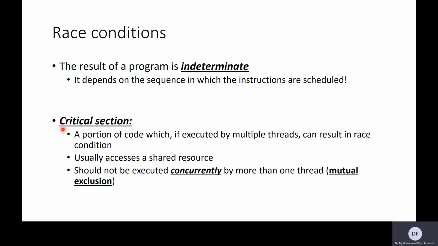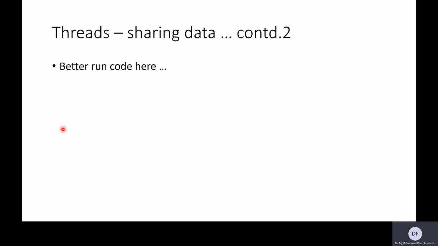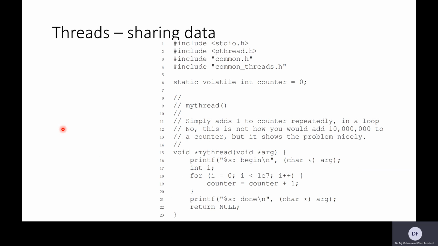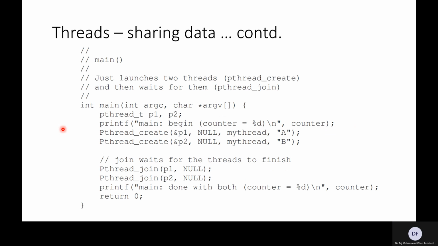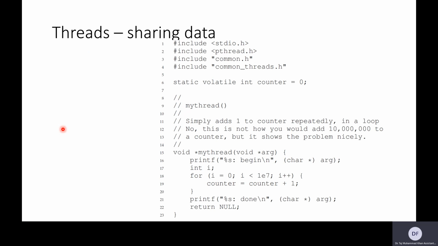Now, if I ask you what the critical section is in this code that we saw, this was a thread function and this is a main function. What part of the code, when run in multiple threads, would make our program indeterminate or cause a race condition? If you have guessed it, it is this part of the program: counter = counter + 1.